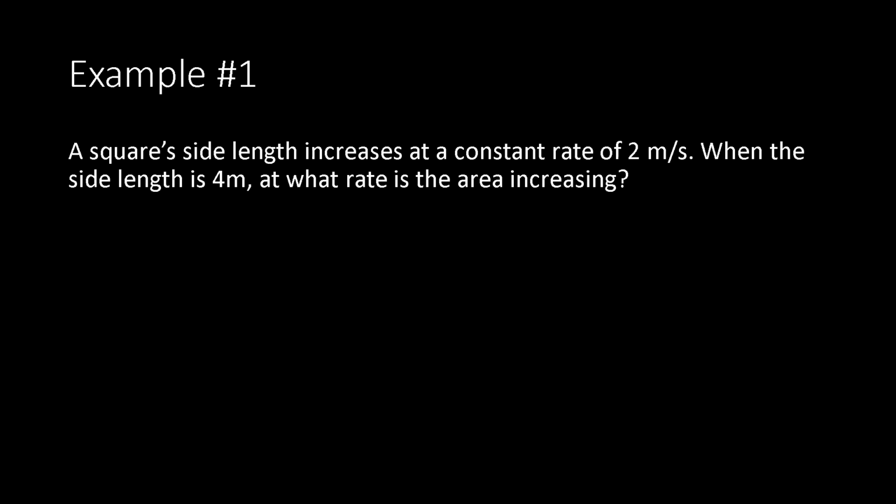Okay, so here's our first example. I'd suggest not trying this by yourself if you've never seen related rates before, and wait for me to do it first, and on the rest of the problems you can try it by yourself. Okay, we have a square's side length increases at a constant rate of 2 meters per second. So immediately I know that I'm going to have in my equation some variable s of t. This is our side length, and our constant rate of change is 2 meters per second, which means that s prime of t equals 2 meters per second all the time. This is always true.